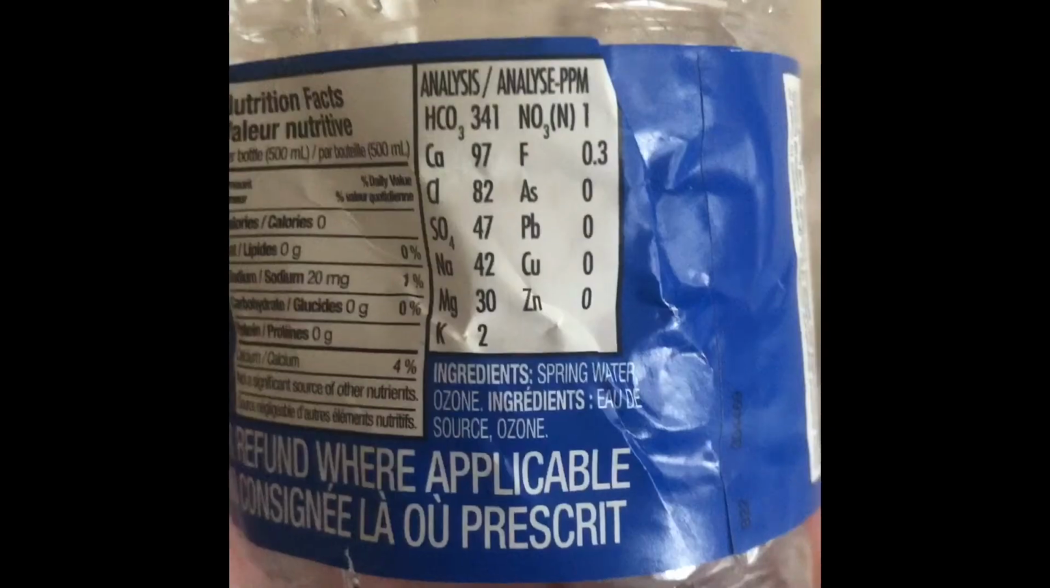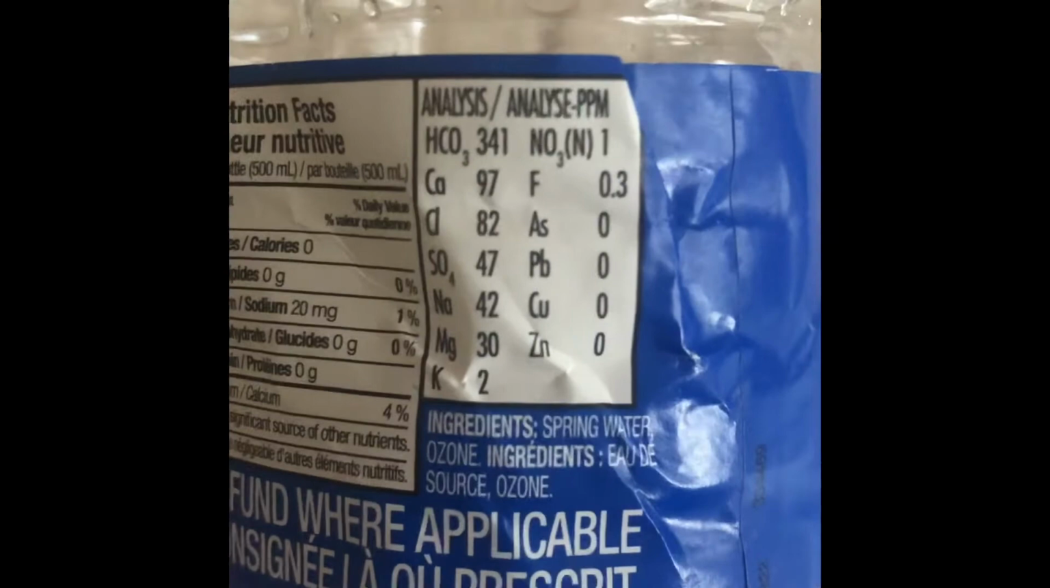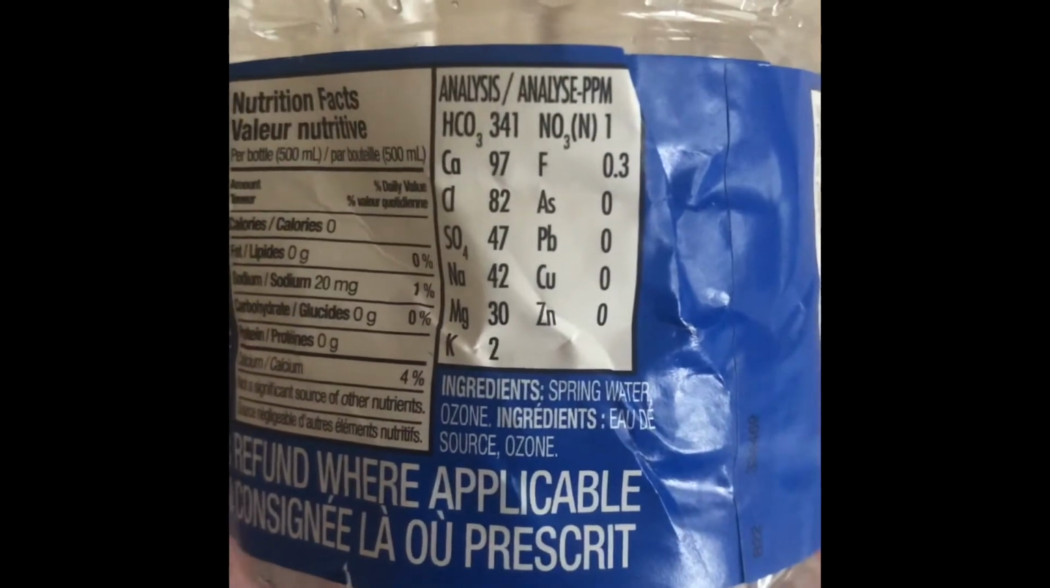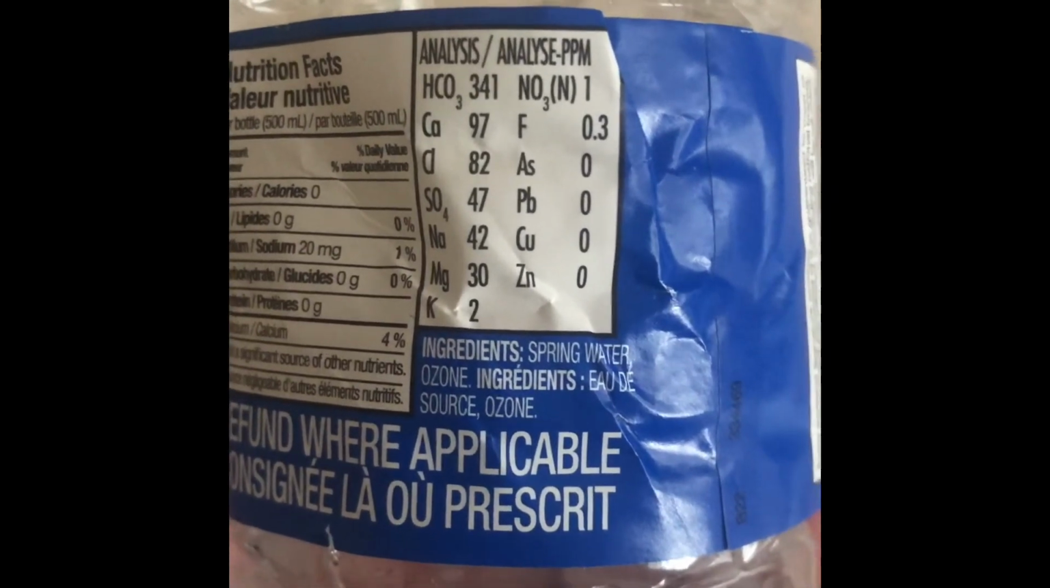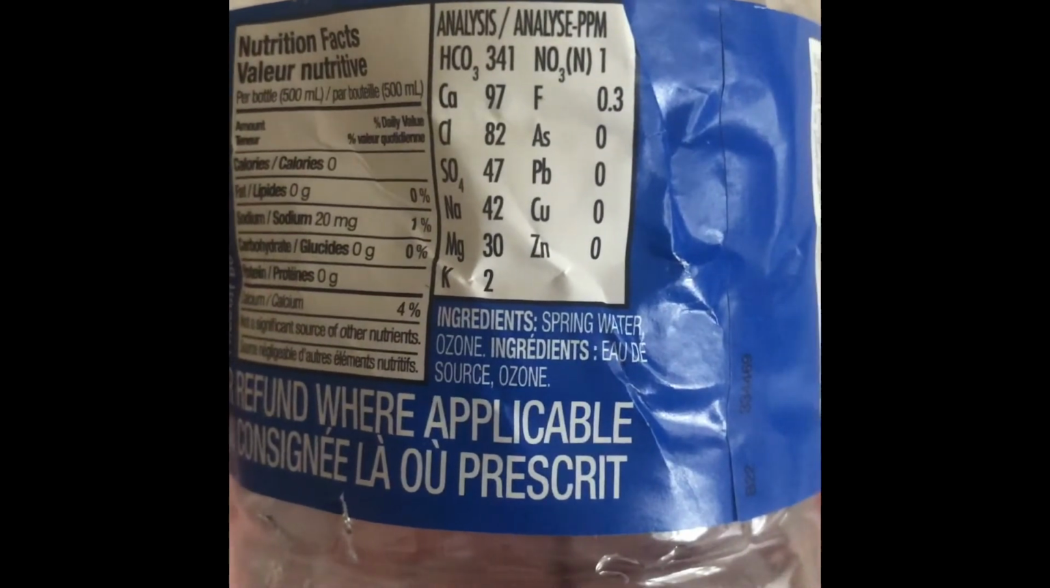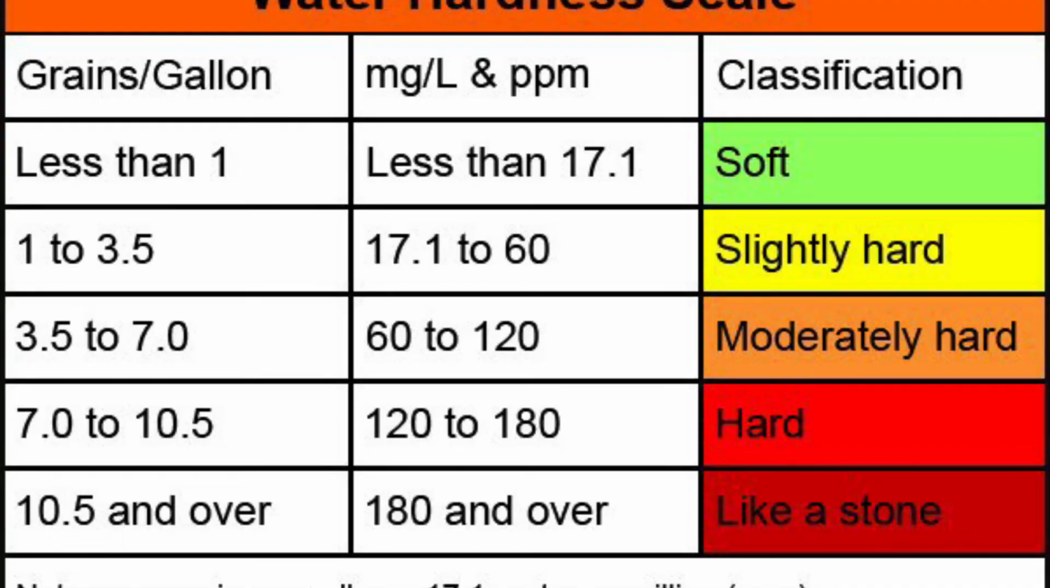According to the bottled water used, it shows that there is 97 ppm located in this bottle. When referring back to the chart that is up right now, you can see that the bottled water I used in this experiment is moderately hard.